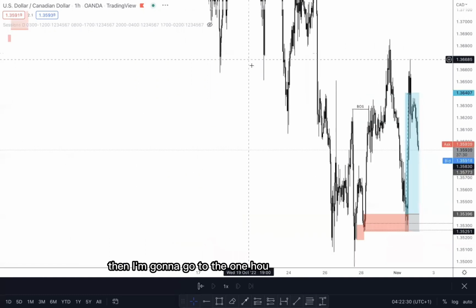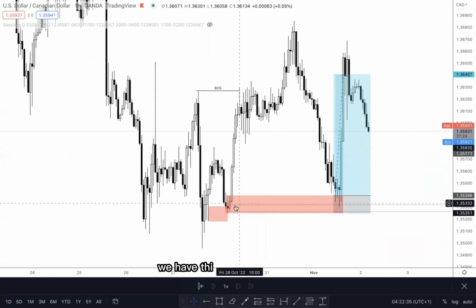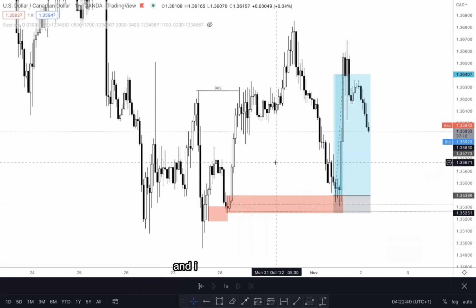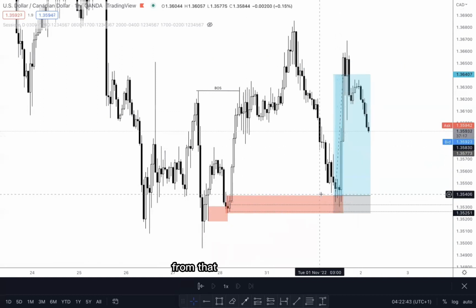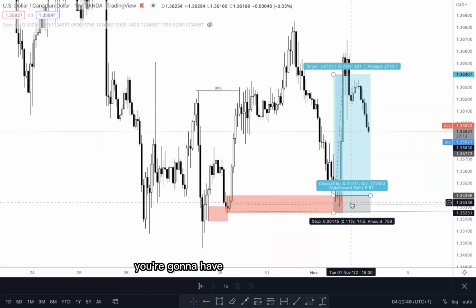Then I'll quickly go to the 1 hour and show you the candles in question. You can see from the 1 hour, we have this nice demand candle, drop base rally. If you place your entry from that 1 hour demand and your stop loss below the demand level, you're going to have about 14.5 pips stop loss. Well, if you went down to the lower time frame and tried to refine this 1 hour demand level to the lower time frame candle within that 1 hour level, you get a smaller stop loss and a higher risk to reward ratio.